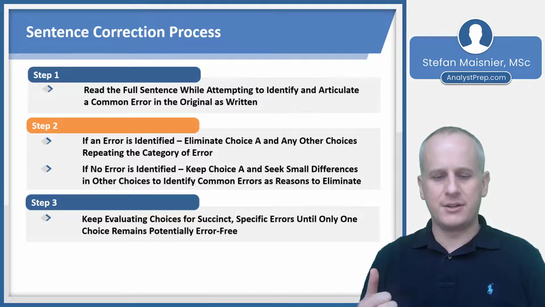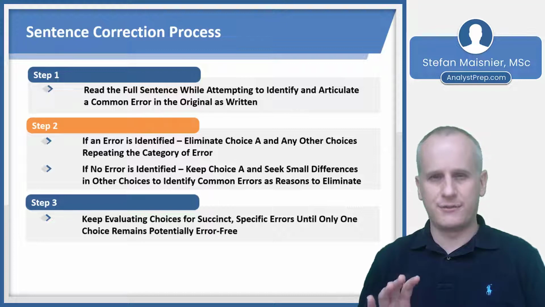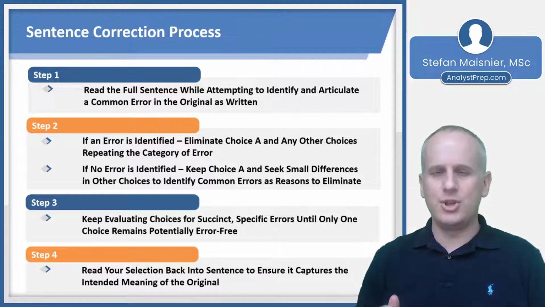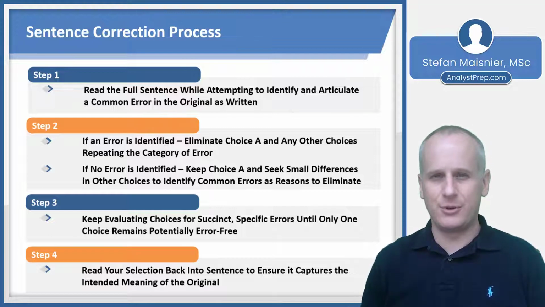Then step three is you're going to continue to evaluate those choices for succinct, specific errors until theoretically only one choice remains potentially error-free. And then step four, you want to read your selection back into the original sentence as we did with the quick brown fox to ensure it captures the intended meaning of the original without introducing any new errors in intended meaning.